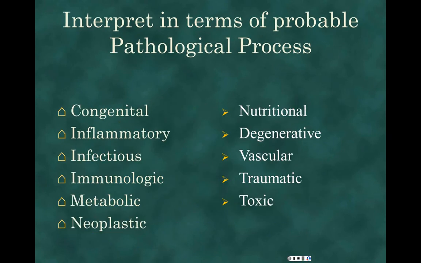So think of it in terms of congenital, inflammatory, infectious, immunological, metabolic, neoplastic, nutritional, degenerative, vascular, traumatic, toxic, to name a few. So in other words, really try to break it down and ask yourself the question, what type of process is going on here? What is the underlying pathology that's causing this particular symptom and the findings that I'm looking at?